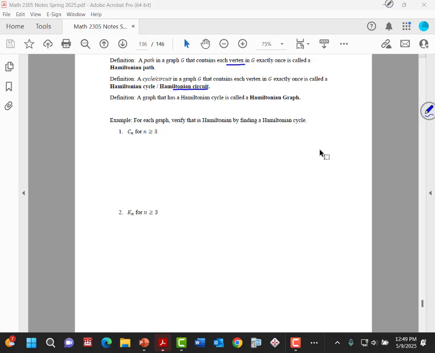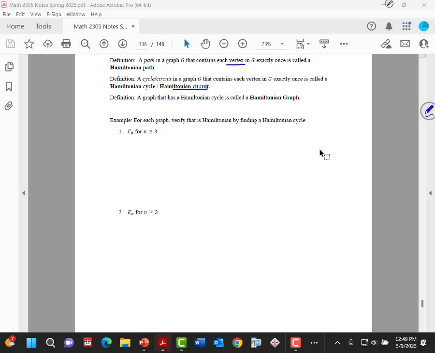In an Eulerian graph, I cannot repeat the same edge. In a Hamiltonian graph, I cannot repeat the same vertex. So once I cross a vertex, I cannot return to it. Okay, so for each graph, verify it's Hamiltonian by finding a Hamiltonian cycle.